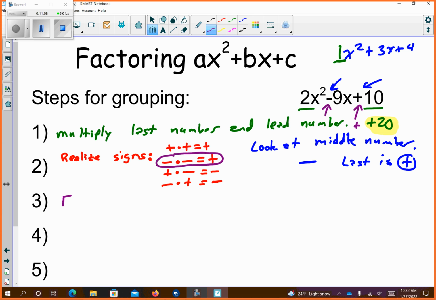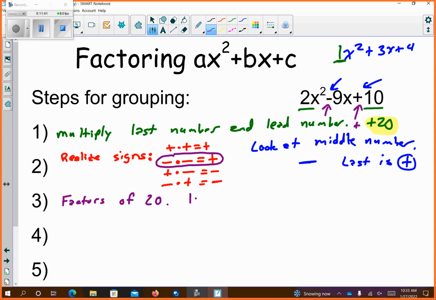Then we're going to list all the factors of 20. Now let me stop there. Friends, where did I get the 20? Multiply the first and the last. Notice that 20 does not necessarily exist in our original problem. We get that 20 by multiplying our first and our last number together. Clear as mud?